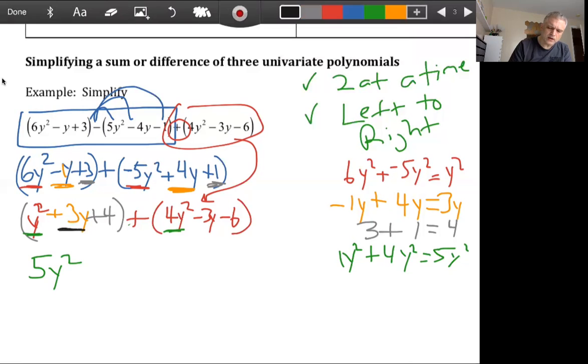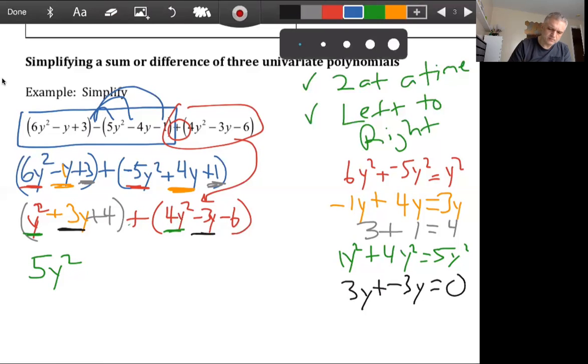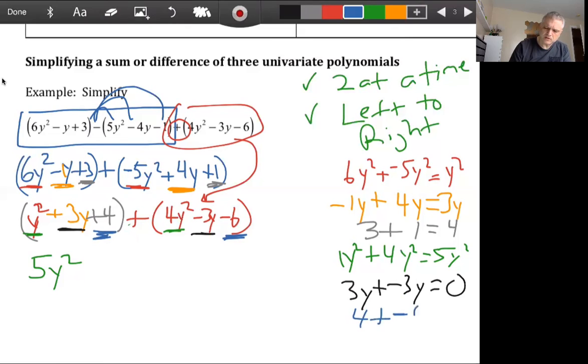Let's go plus 3y added to minus 3y. So 3y plus negative 3y is 0. They cancel. Now, if you want to write plus 0 here, you can. Just when you simplify your answer and get it all nice at the end, take it out. Right? And then finally, plus 4 added to minus 6. So 4 plus negative 6 is negative 2, so minus 2.